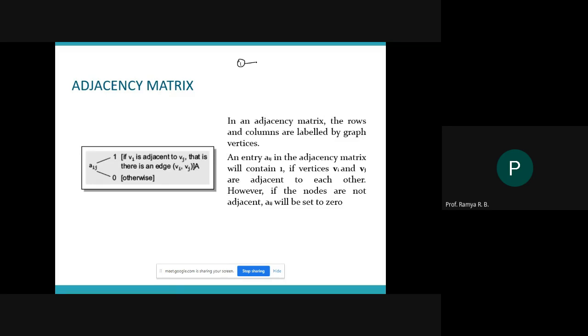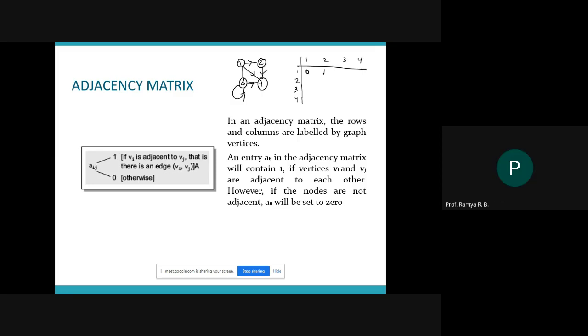So if I'm drawing a graph like this, 1, 2, 3, 4. Now you tell me what is the adjacency matrix representation of this graph. You know how to draw this, right? What will come here? 0, there's no edge from 1 to 1. Yes, let me make it a directed graph. Now tell me, what will come here?